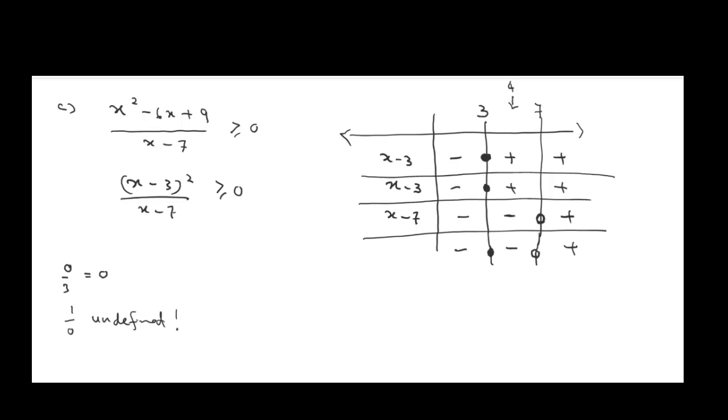Here we want to find the values that are greater than or equal to 0. Greater than 0 means we want positive values, and then equal to 0. So we have equal to 0 here, and positive is here. So the answer is 3 union 7 to infinity.